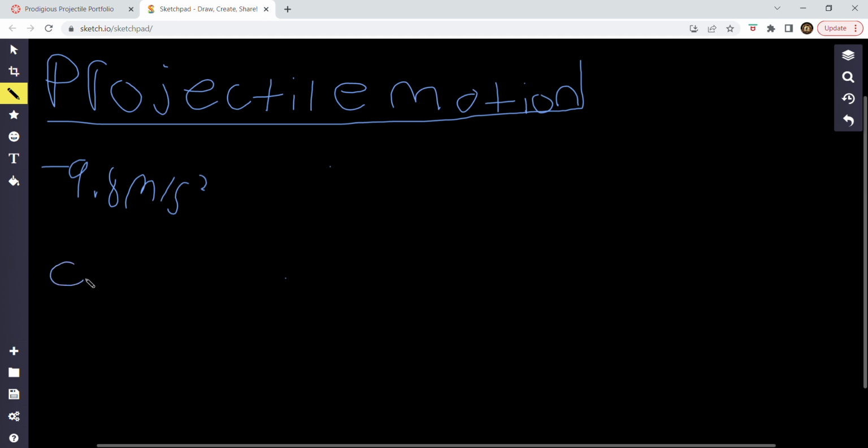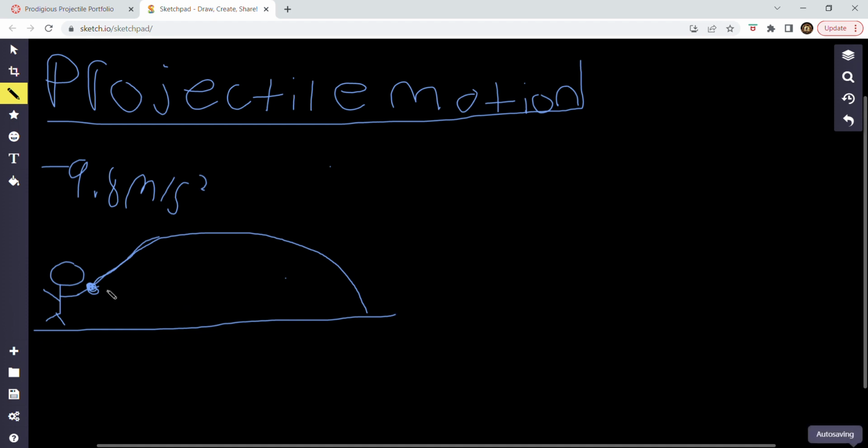So say we have little Jimmy, Jimmy Jimster. This is his ball. He throws his ball and it comes down. Let's just say it lands right at the ground. This thing right here is the projectile, and the path that it takes is the trajectory.